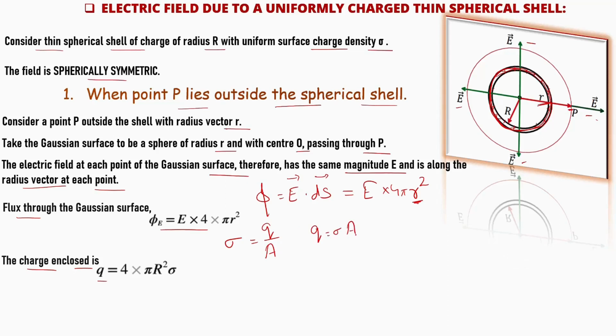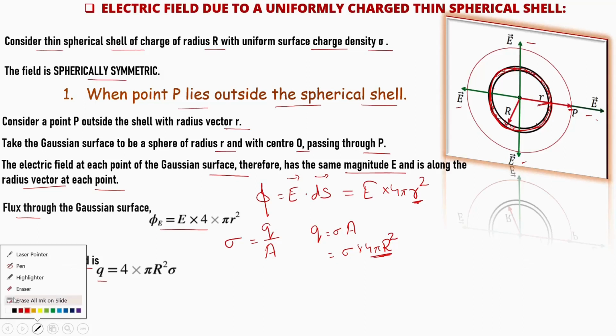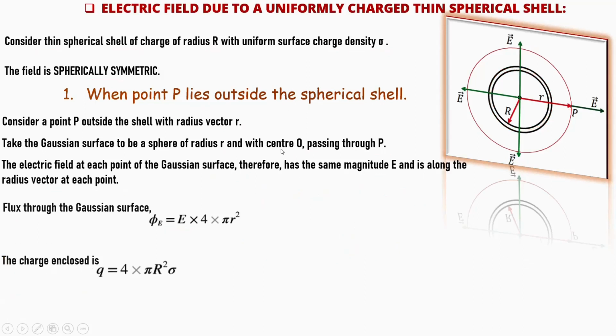And what is the area of the spherical shell? The area of the spherical shell is 4 pi capital R square, so Q is sigma into 4 pi R square, because the charge is present in a shell of radius capital R, not small r. So these are the two key points here. Flux is associated with the small r radius and the charge is associated with the capital R radius. I hope these two points will become clear to you.